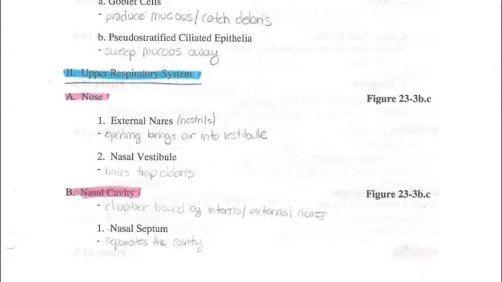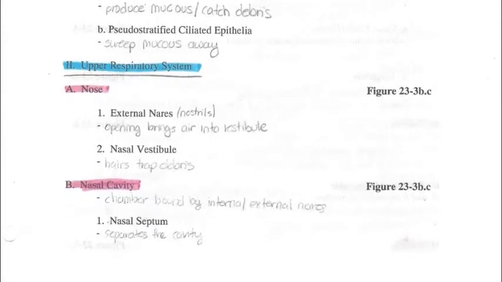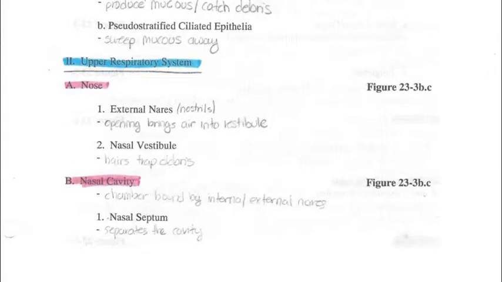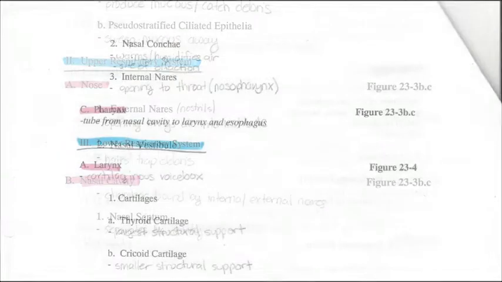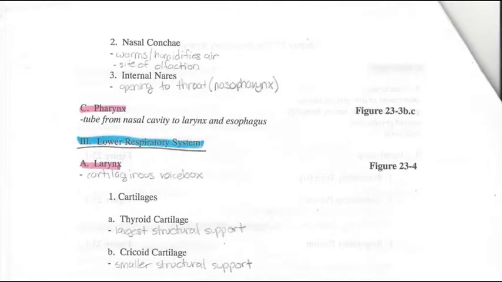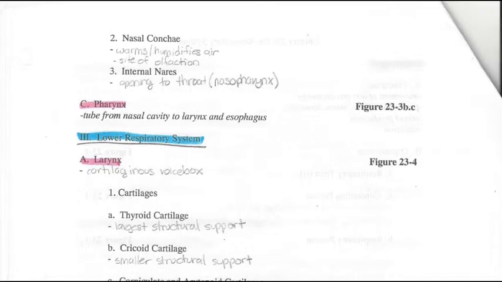B. Nasal cavity. This is a chamber bound by internal and external nares. 1. Nasal septum. The nasal septum separates the cavity. Page 2. Nasal conchae. This warms and humidifies air. It is the site of olfaction.